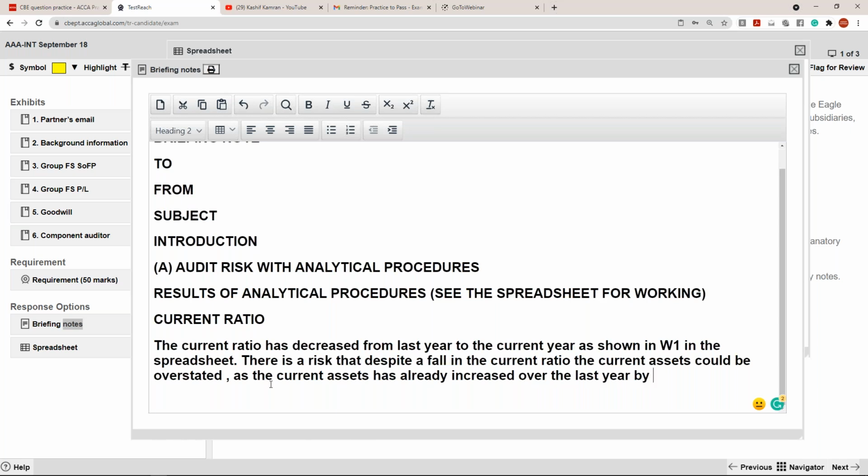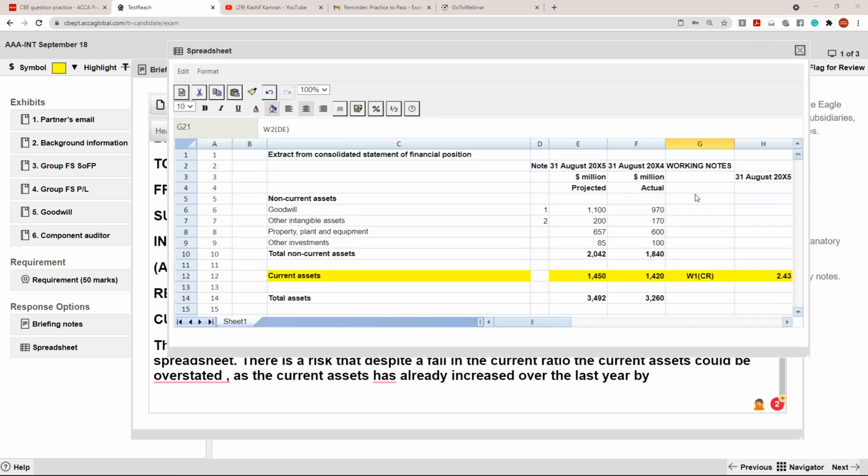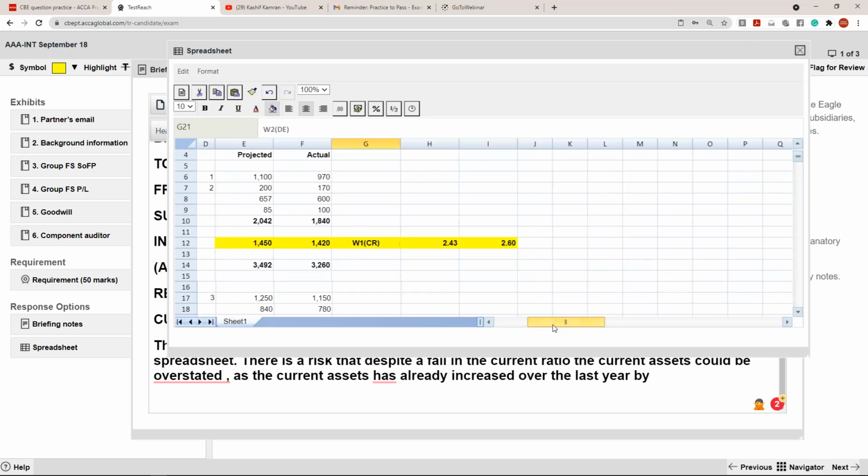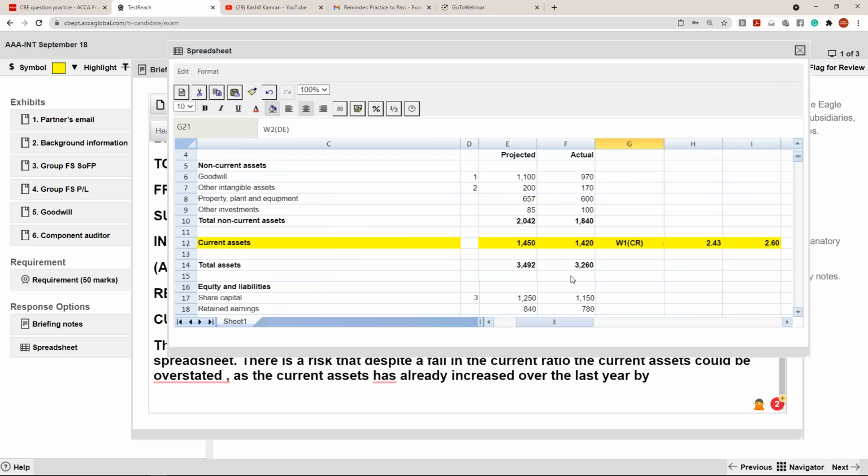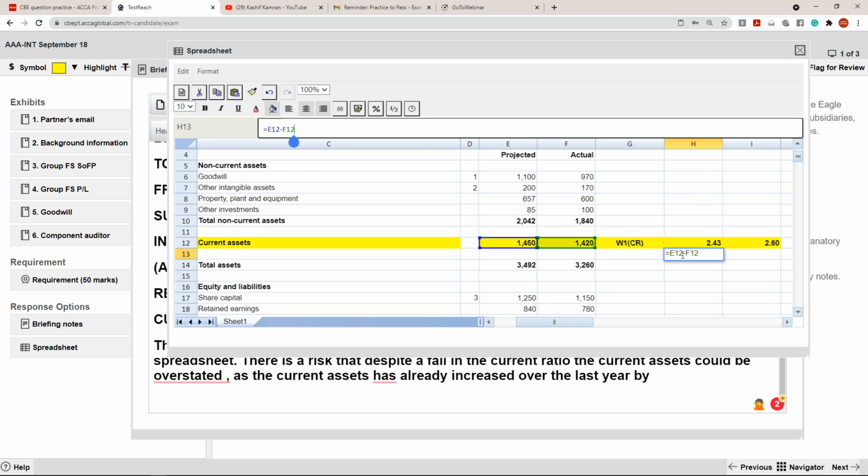by how much the current assets have increased over the last year. Go back to the Excel spreadsheet and see how much the current assets have increased. How much were the current assets? The current assets were 1420 in the last year. In the current year, they're 1450. So how much the current assets have increased is equal to 1450 minus 1420. You put them in brackets, bracket open, bracket close.